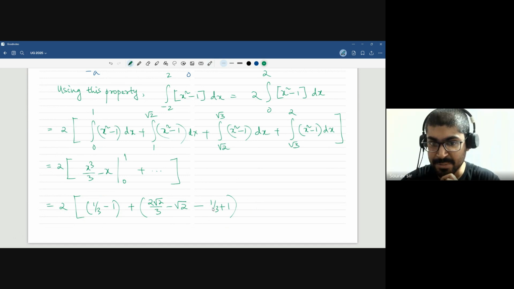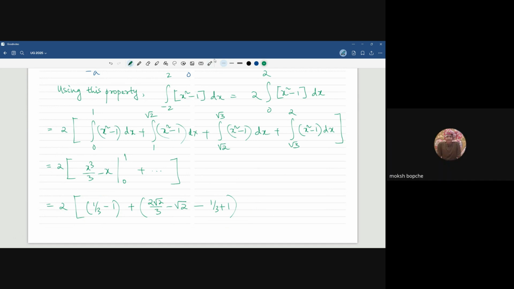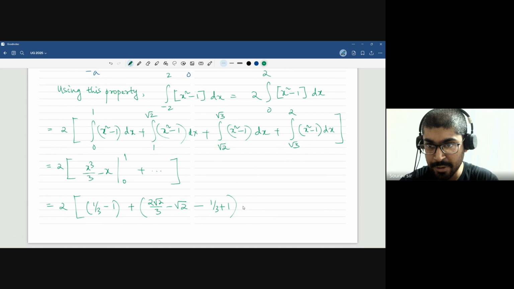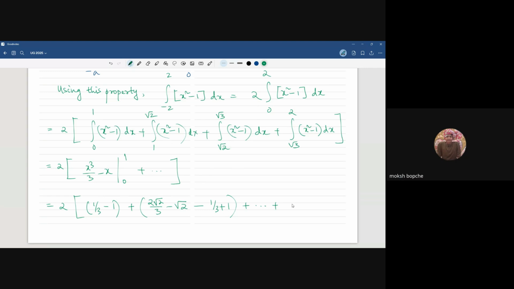So the interior terms are cancelling, right? Yes, sir. That means this one cancels, this one cancels, this root 2 cancels, this root 2 cancels, this root 3 cancels, this root 3 cancels. So I'll be just left with the value 2 by 3.